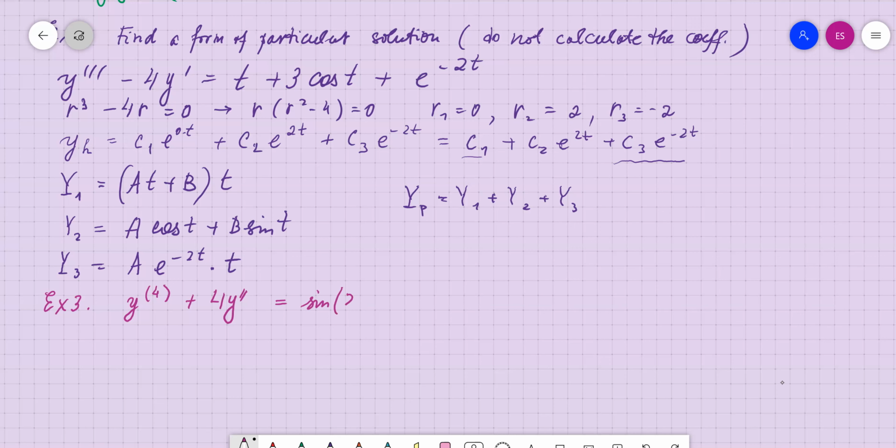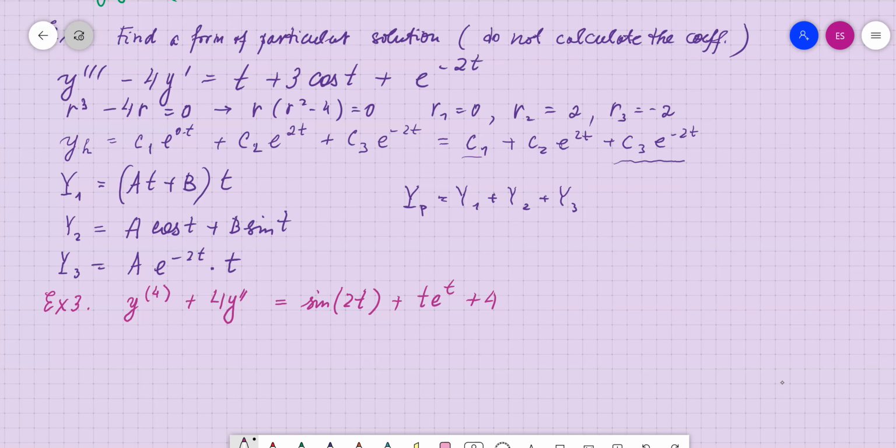Sine of 2t plus t e to the power of t plus 4. Well, what we have, again, is 3 different functions. We have exponential, trigonometric, and kind of polynomial, but 0 degree, right?